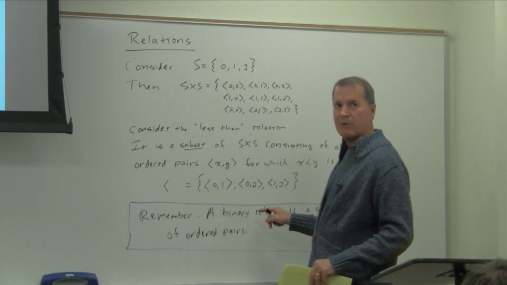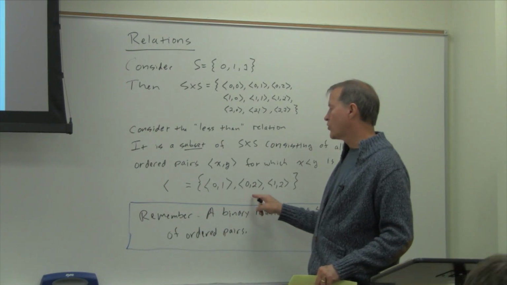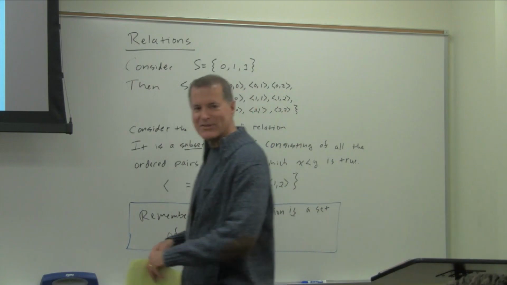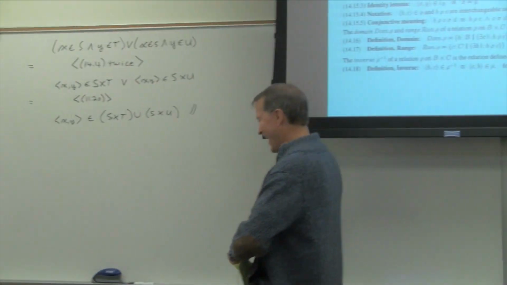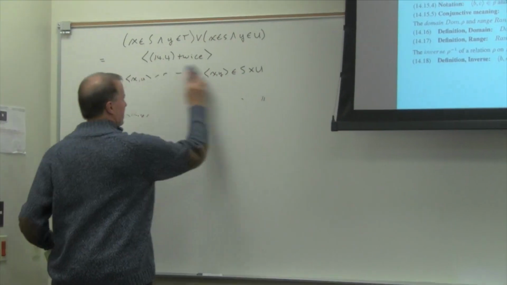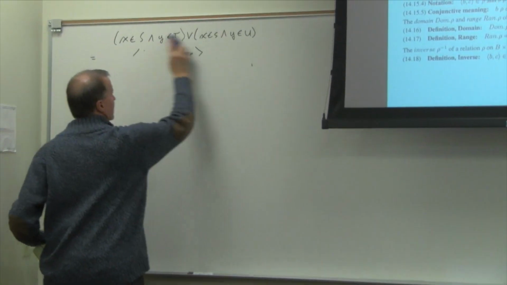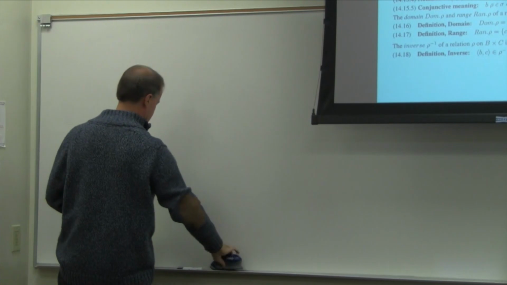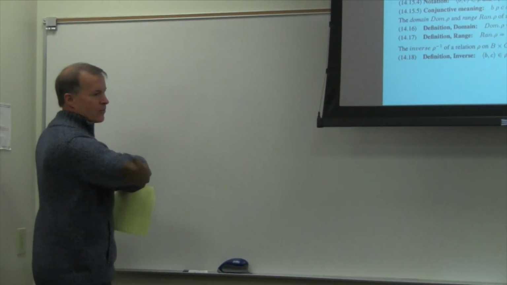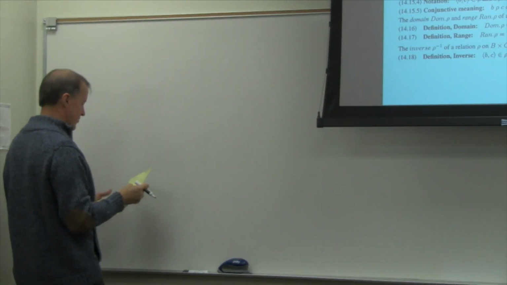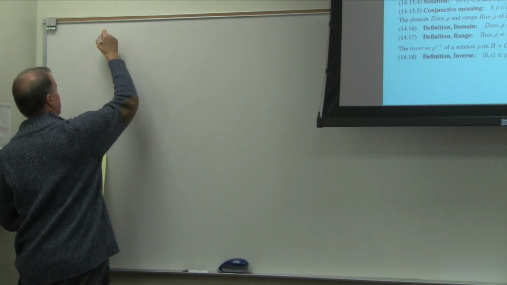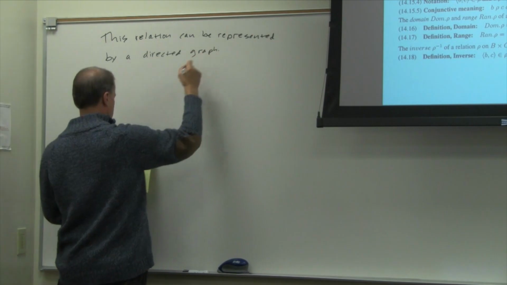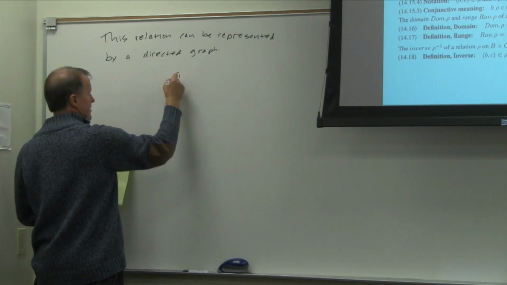Now, the next thing we want to learn is there's a way to do this pictorially. So let's go over to the other side of the room and draw a picture of that less than relation. Here's how we picture it. Yes, it is a graph. This relation can be represented by what's called a directed graph. We'll put 0 here.